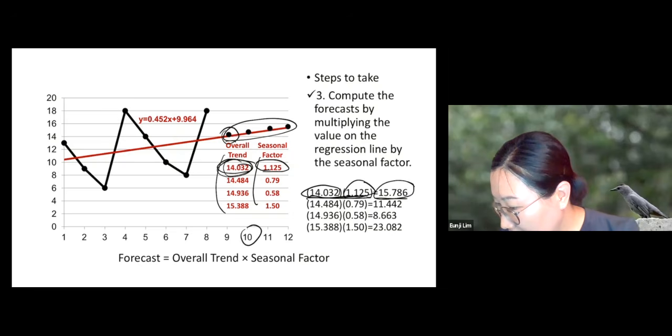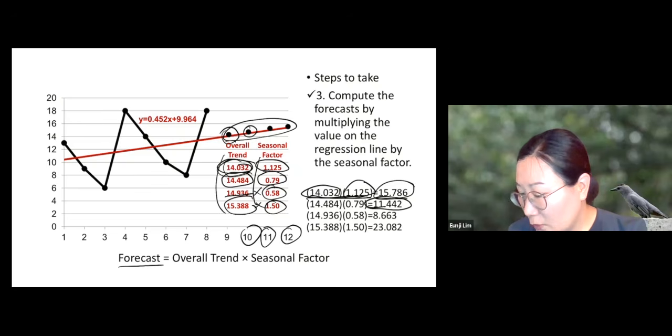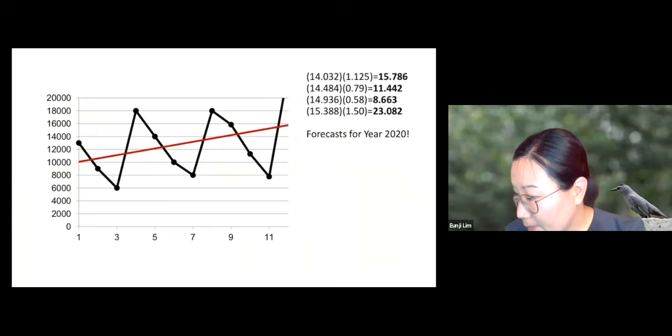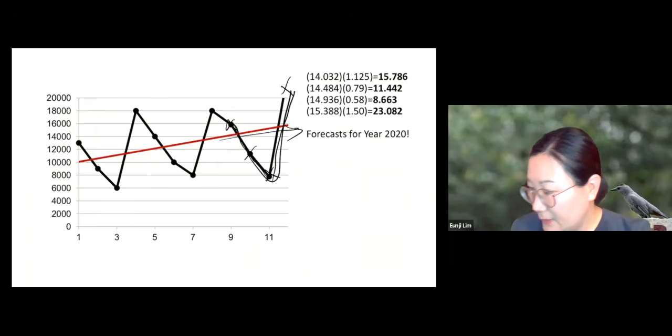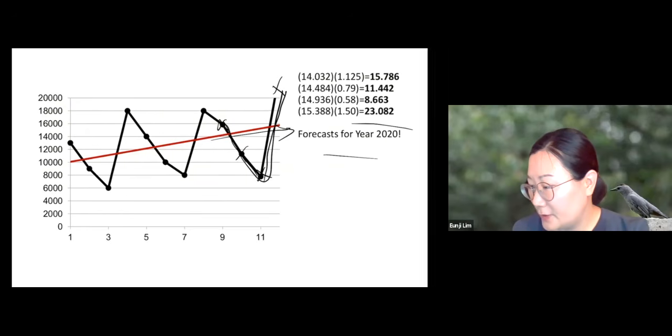How about quarter 10? Again, take the number on the regression line, multiplied by the seasonal factor, you get the forecast. Also, this times this is the forecast for quarter 11. This times this is a forecast for period 12. So the forecast is the overall trend times the seasonal factor. So if you plot these are the forecasts. If you plot them, you can see that they show the pattern, and they also follow the overall trend. These are the forecasts for year 2020.